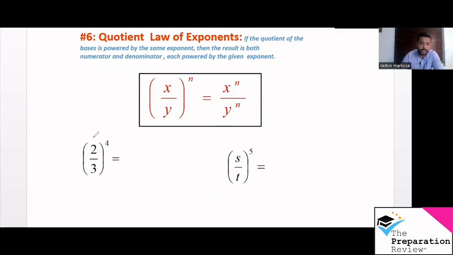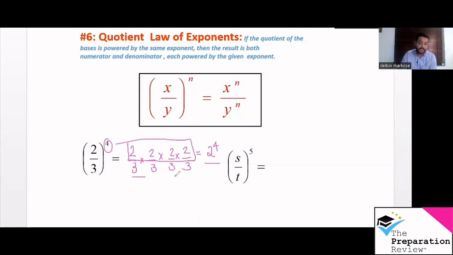And let's use logic. 2 by 3 raised to 4 means 2 by 3. How many times we have to multiply? That's 4 times. So it will be 2 by 3 times 2 by 3 times 2 by 3 times 2 by 3. So if I look at the numerator, how many times 2? That's 4 times we are multiplying. So I can write 2 raised to 4 divided by, here in the denominator 3 we are multiplying 4 times, I can say 3 to the power 4. So again, that's the same rule here they are saying. We are just distributing this exponent to the numerator also, denominator also. So it will be 2 to the power 4 divided by 3 to the power 4.